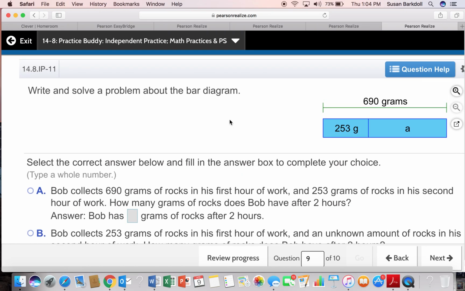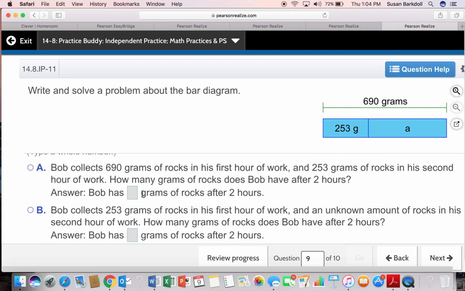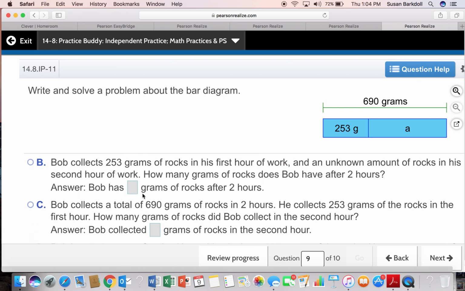Write and solve a problem about this bar diagram. So I have 690 grams of rocks, and that's the total number. I have 253 plus some unknown number. Bob collects 690 grams of rock in the first hour and 250 in a second. Nope, nope, nope, nope, because we have a total. Aha. B, grams in the first and an unknown. How many after 2 hours? Well, that's not the question.